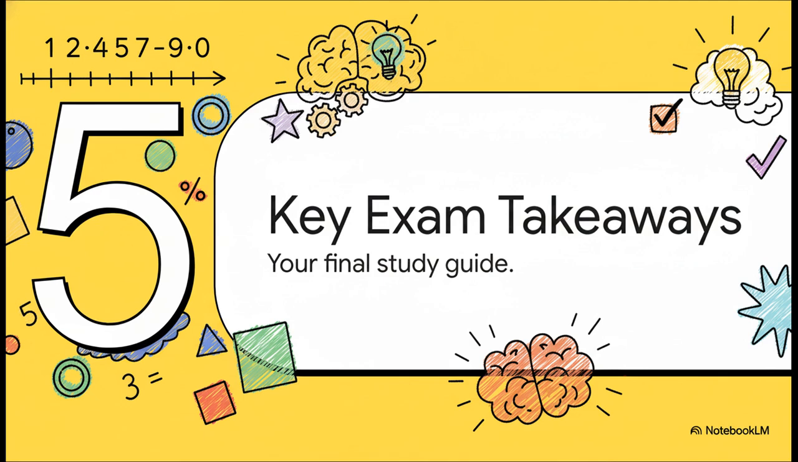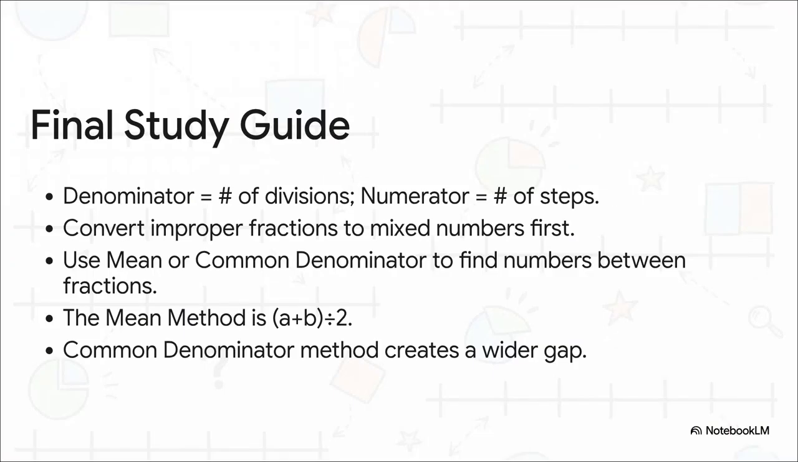Okay, that was a lot, but you guys did great. Let's boil it all down into your final study guide. These are the absolute must-know points for your exam. So let's lock this in. 1. Denominator divides, numerator counts the steps. 2. If you see an improper fraction, your very first thought should be convert to a mixed number. 3. To find those numbers in between, you've got 2 tools: the mean method, which is just adding them and dividing by 2, and the awesome common denominator method, which lets you zoom in and create a bigger gap to find as many numbers as you need.